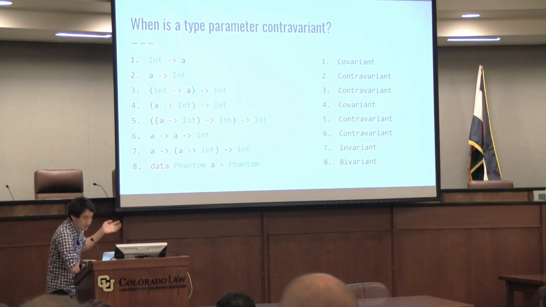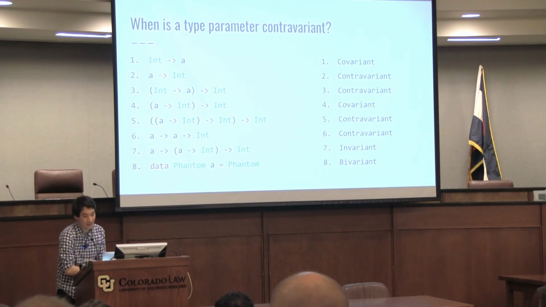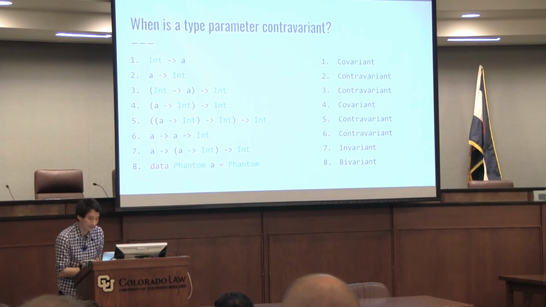So how do you know? The trick is you basically just check, okay, how many arrows is A to the left of? If it's an odd number, then you have contravariant. If it's an even number, then it's covariant. So basically, you're looking at how deeply nested the A is. That's all. It's an easy trick.